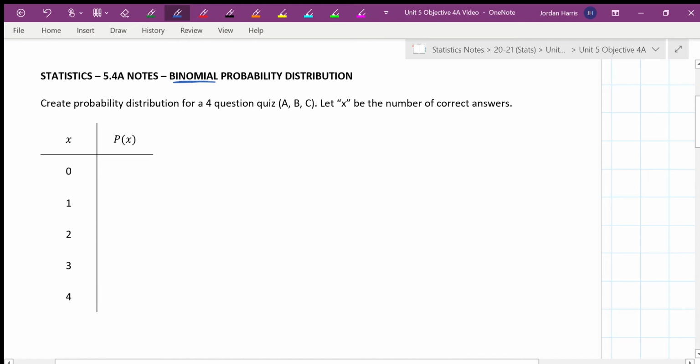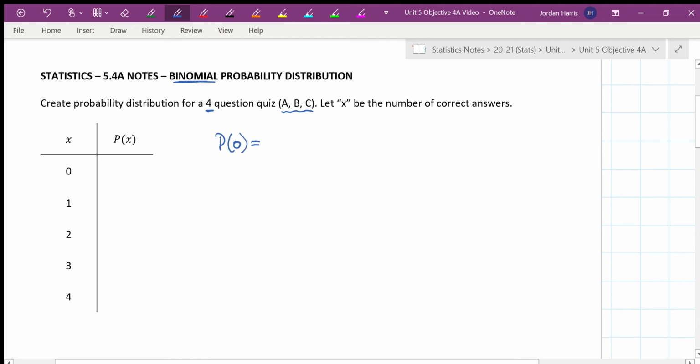Okay, and you'll notice a lot of the questions we're going to look at are very similar to questions that we looked at last chapter. Okay, so create the probability distribution for a 4-question quiz with answer choices A, B, C. Let X be the number of correct answers. So if it's a 4-question quiz, I can get none right, 1 right, 2 right, 3 right, or all 4 right. Okay, so now we need the probabilities for each one.